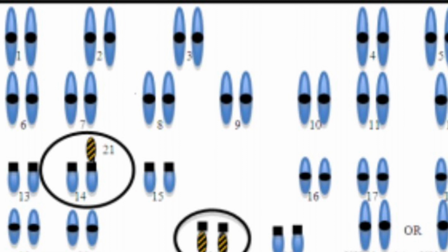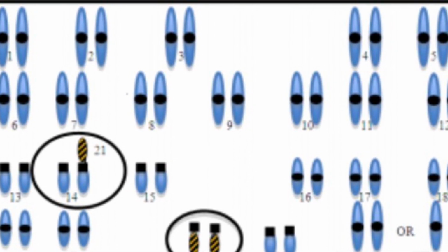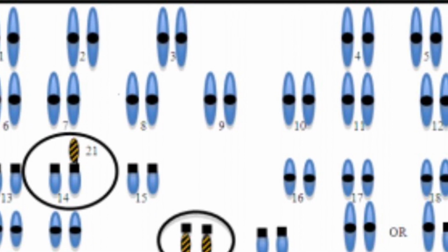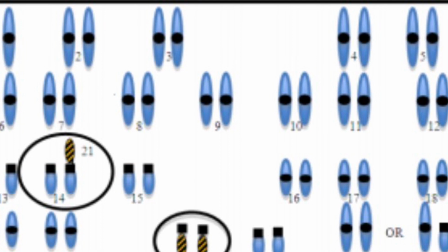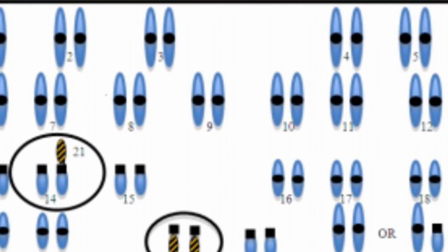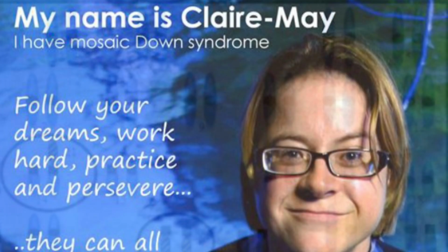Translocation Down syndrome is a type of Down syndrome that is caused when a chromosome breaks off and attaches to another chromosome. In this case, there are 3 21 chromosomes, one of which has attached to another chromosome. There are no big health differences between the patients who have translocation Down syndrome compared with those who have 3 separate copies of chromosome 21.